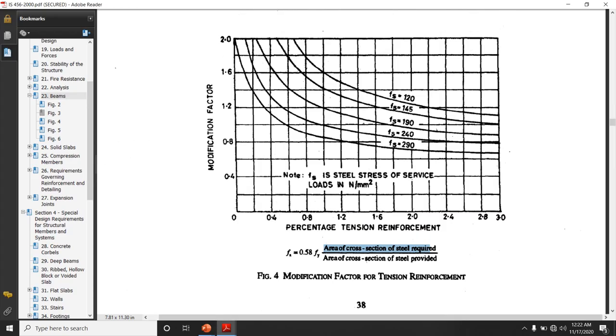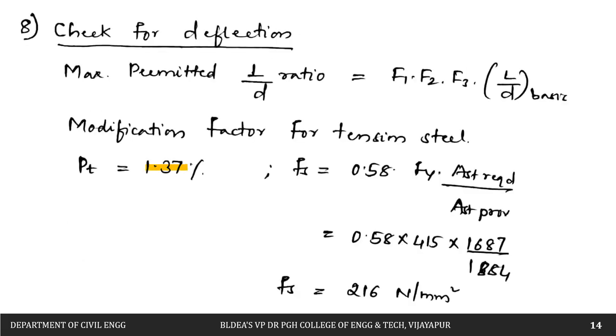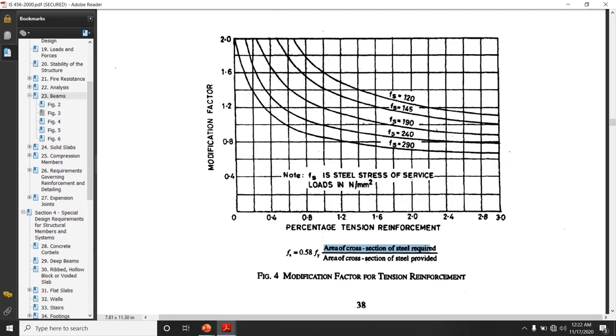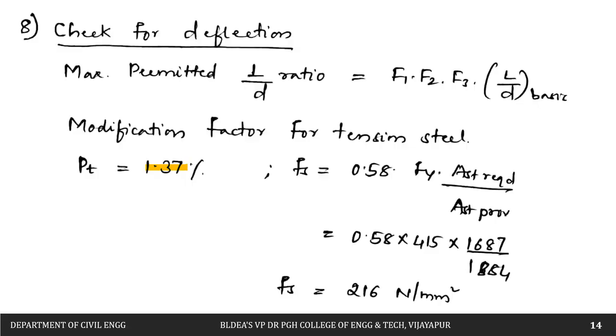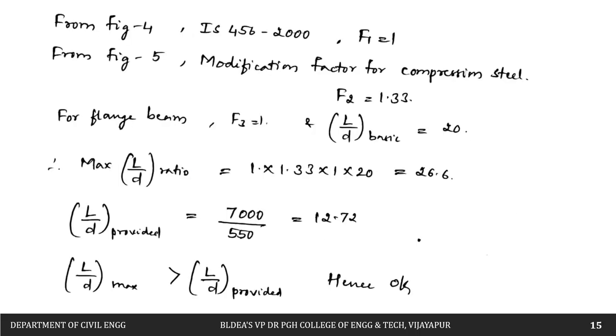Now we have to see where this 216 comes. Then next, the percentage of tension steel provided is 1.37. This axis is 1.2, 1.4, 1.6, so 1.37 is going to come somewhere here. This value is 216, which is going to come somewhere in between. If you go somewhere here, it is approximately equal to 1 itself. You can say this is 0.8, this is 1.2. It is approximately 1 itself. Therefore, we can take this modification factor for tension steel as 1.